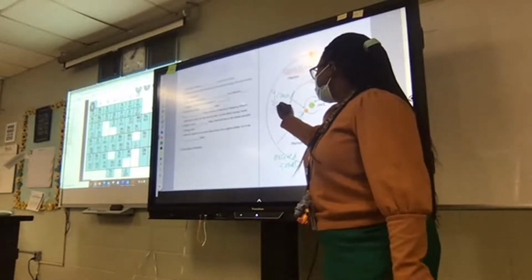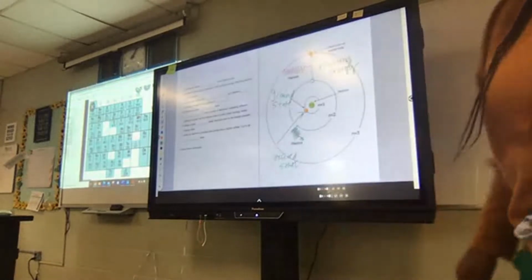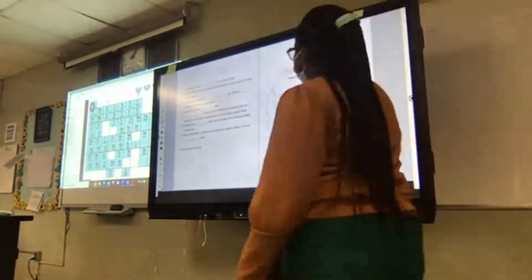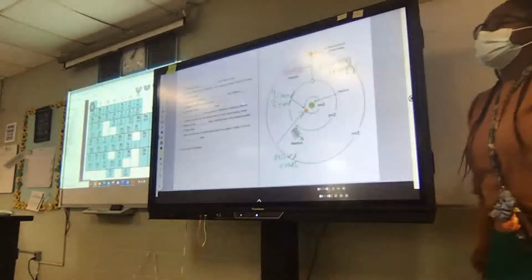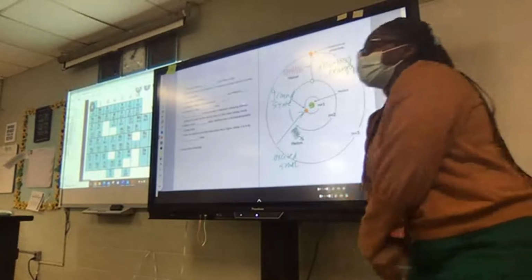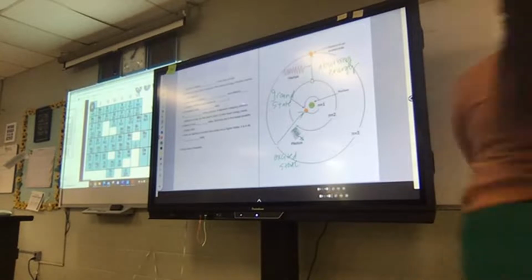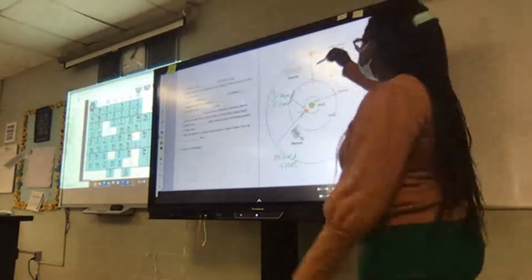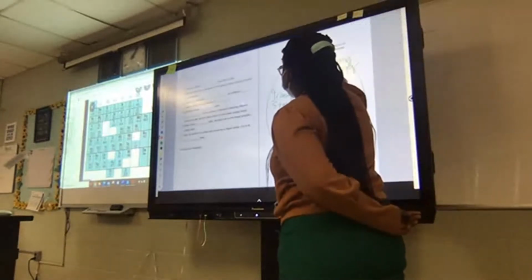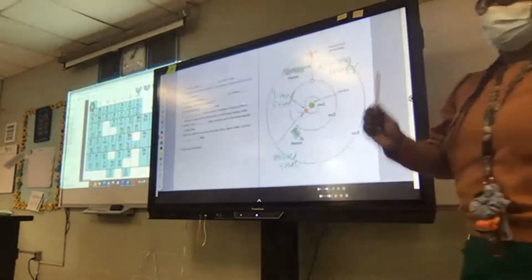Ground state is its lowest possible energy level. Make sure you have all of this written in. If an electron is absorbing energy, it is going from its ground state to its excited state, which is further out. When it's releasing energy, it is falling back to its ground state from its excited state. Energy is released in the form of what? Yes, in the form of light.